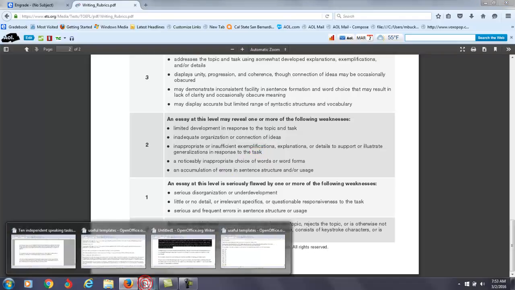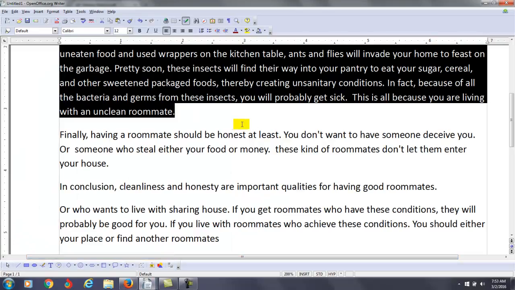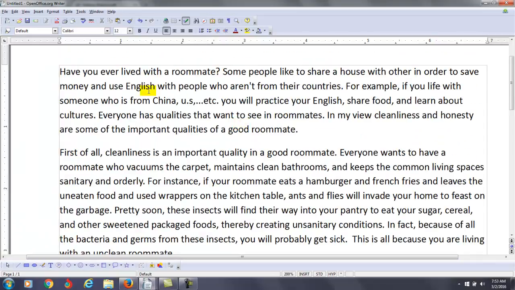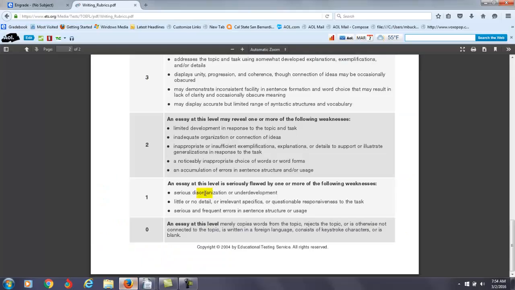And you remember in your writing, with the paragraph that I edited, remember after that first particular sentence here, you said everyone wants to have a clean roommate, but I changed that to vacuums the carpet, maintains clean bathrooms, and keeps the common living spaces orderly and sanitary. So you're not really doing that. You're not very specific after your topic sentence. You kind of use more general ideas throughout your paragraph. And that's why I'm putting you into the 2 range here.